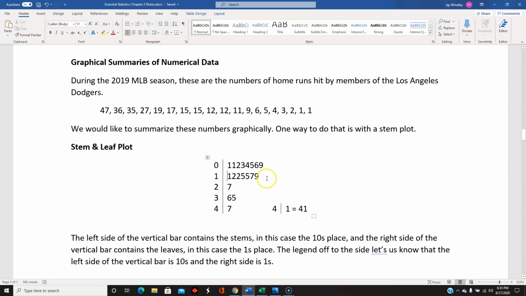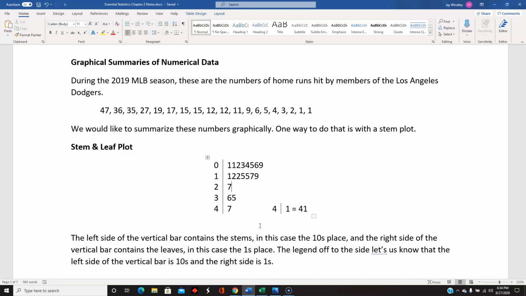And down here, when the stem is 1, we're now talking about numbers in the teens. So this is a player that had 11 home runs. This is a player that had 12 home runs, the one from here and the two from here. Here's another player that had 12 home runs, the one from here and the two from here. And this is the player that had 15 home runs, the one from here and the 5 from here. Here's another one that had 15, one that had 17, one that had 19.